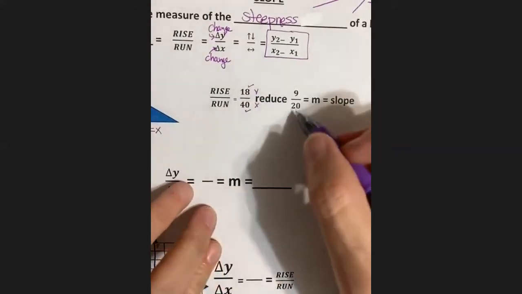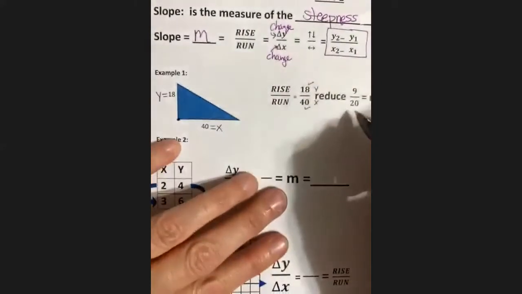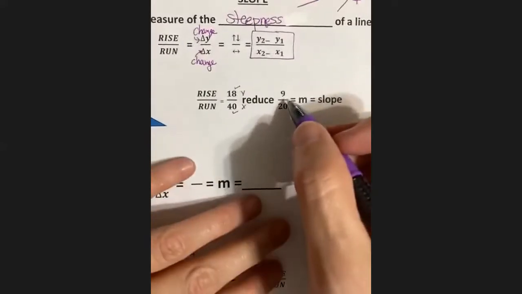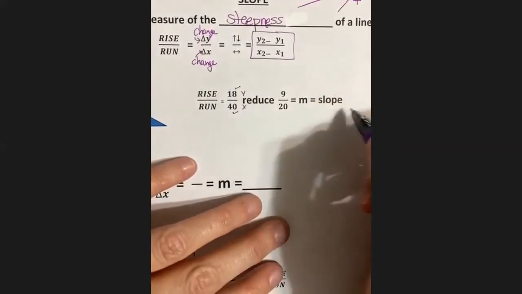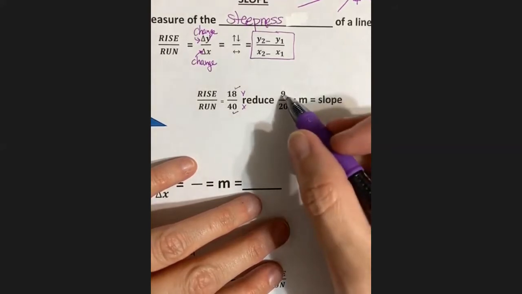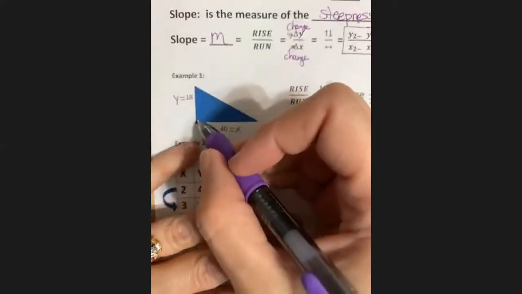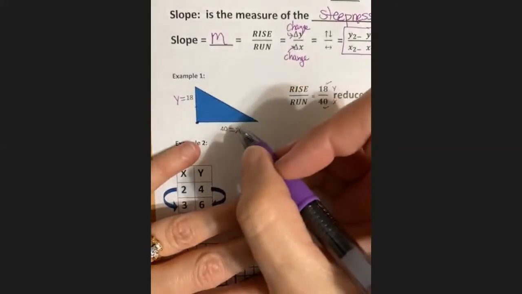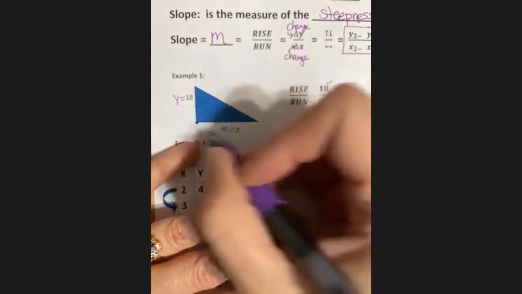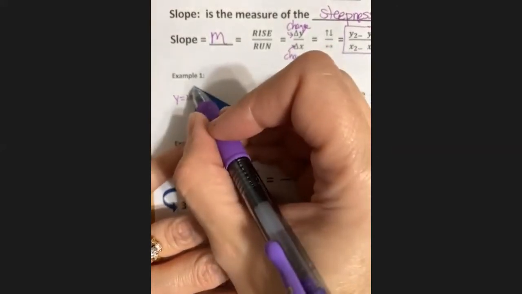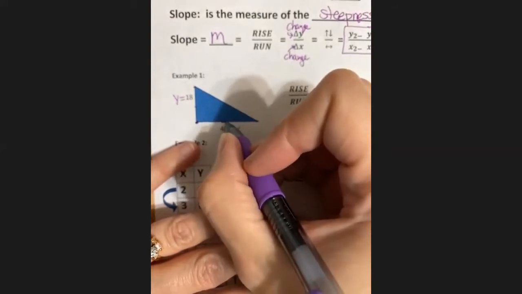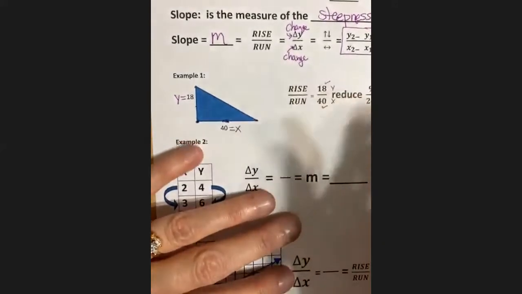So if I were on a piece of graph paper, what this is saying is I could plot a point right here, and as long as I rise 9 and run 20, I will have the same constant slope going up the line. And that's what slope is. And remember, it's rise over run. So if I rise 9, it would be to here, and if I run 20, because I reduced it, it would be here, and it would be half the distance. But if I went the full 18 and the full 40, I would be looking at the same relationship.